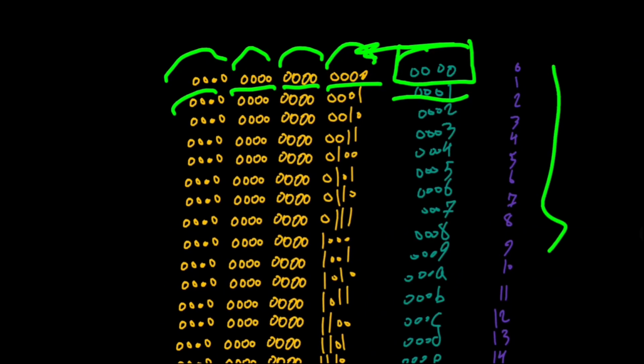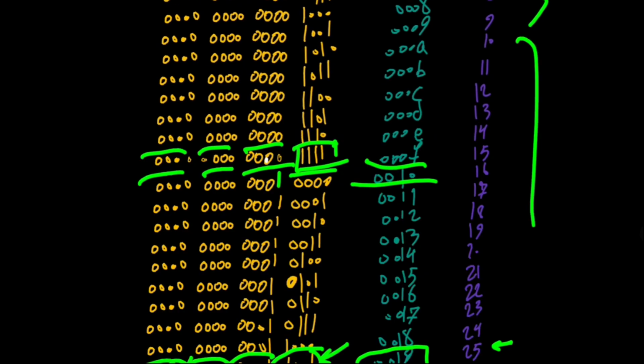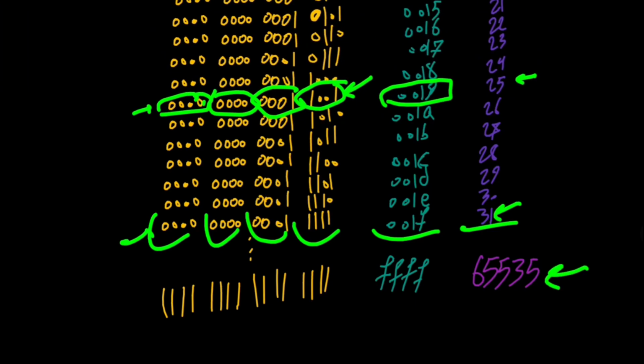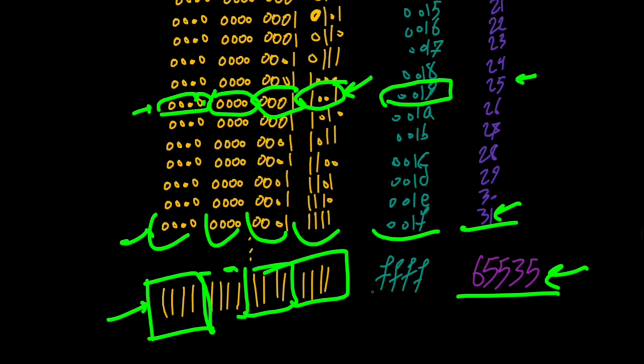This is the first digit, and then we use 2 digits, and here would be the last value, which is 65,535, equivalent to 16 different ones. In hexadecimal, this would be equal to F, F, F, and F. So these are all equivalent in different numbering systems.